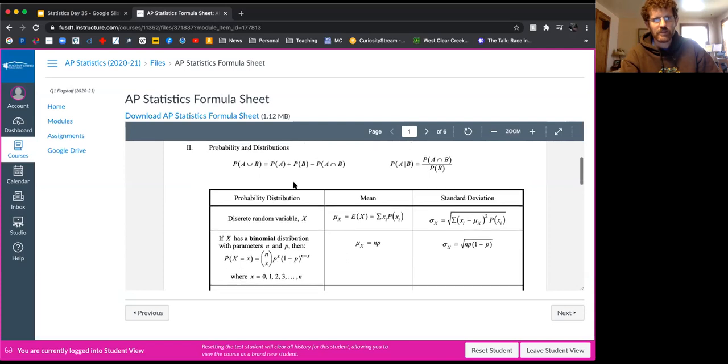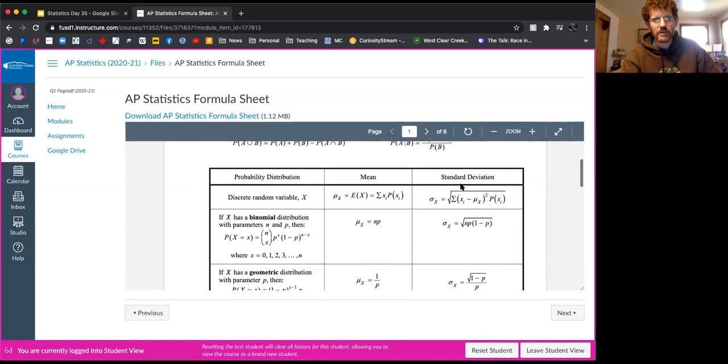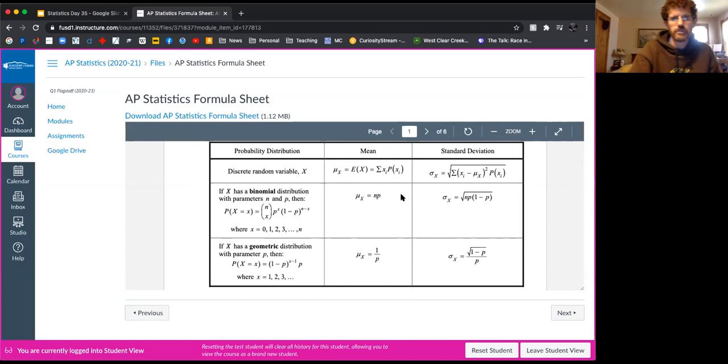Then we've got probability. Now they give us the general addition rule, and they give us conditional probability, kind of the way of showing that. But they also give us our probability distributions when we've got binomial or geometric. You can see the generic equation for basically your PDF function right here. This is how you calculate it by hand. This is how you calculate your PDF function by hand for geometric. But then of course it gives us the mean and the standard deviation of those distributions.